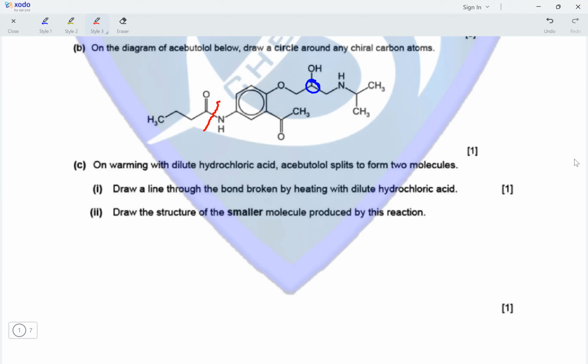Draw the structure of the smaller molecule produced by this reaction. The smaller molecule would be the one on the left. So that would be CH3, CH2, CH2, C double bond O, and this would be converted into a carboxylic acid on acid hydrolysis. So we attach an OH to the remaining bond on the carbon atom. So this compound would be 1, 2, 3, and 4. So this should be butanoic acid.